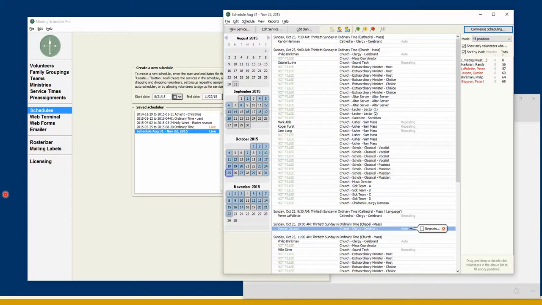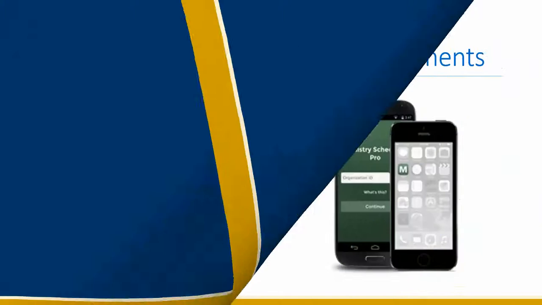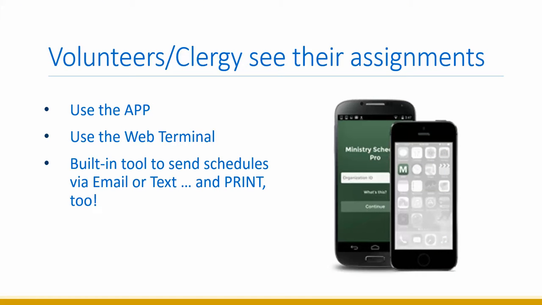Now, your question should be, how do we get assignments out to all the volunteers and/or clergy? Well, first of all, as soon as it's saved the way I did it just now, where I hit Save As and made it live, that schedule is now available on their phone app. So the first thing is just looking at their phone app, they're going to see it. They're also going to see it on the web terminal. I'm going to show you that here in just a second.